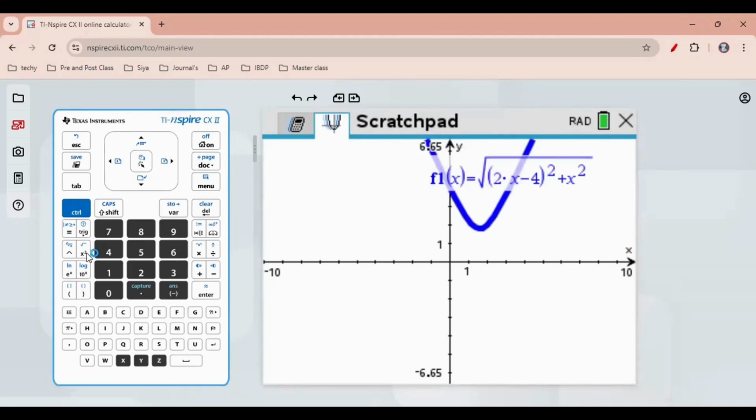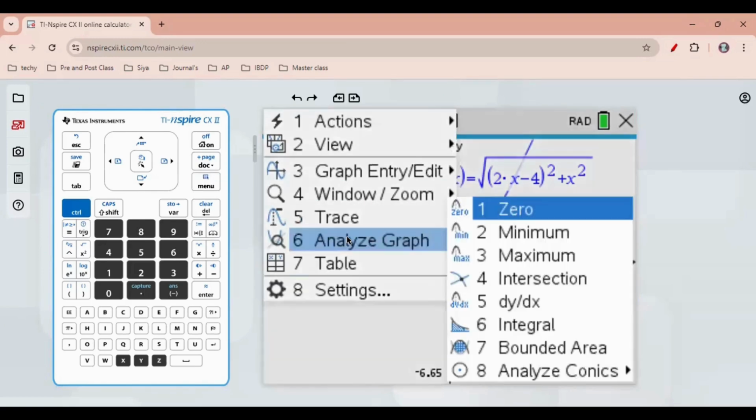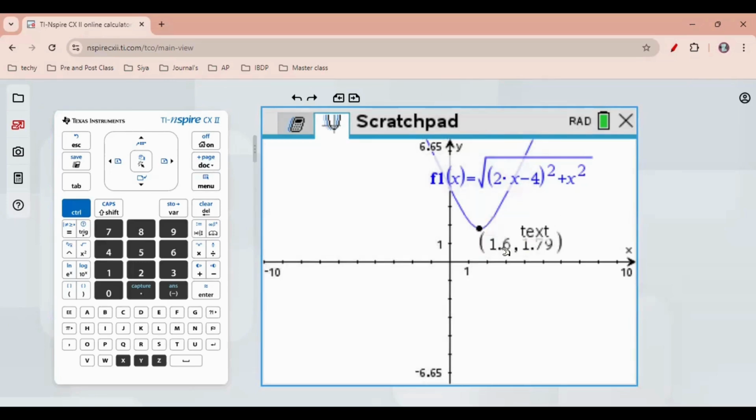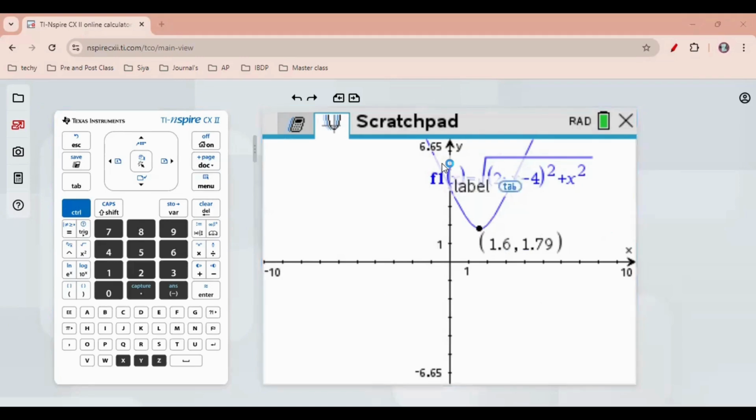We got it. Now I need to minimize this function, right? This is a distance function, and it should be closest to the origin. So go to the menu, analyze graph, minimum. It will ask for a lower bound and upper bound. You can just click lower bound, say minus 100, and upper bound, say plus 100. 1.6 and 1.79. We got the exact coordinate here, right? Let's get into the solution page.